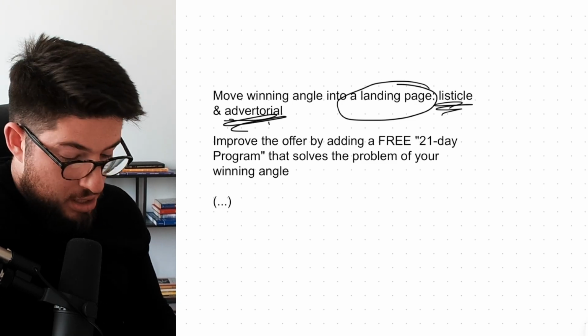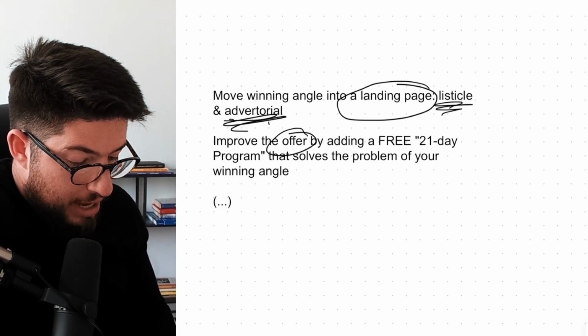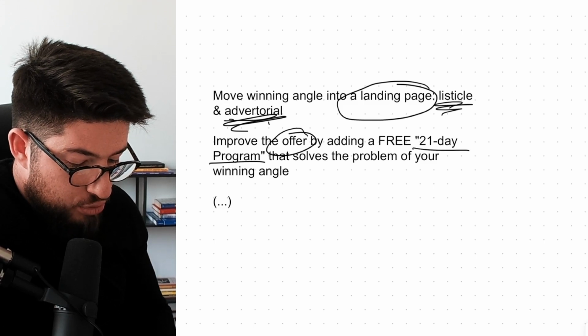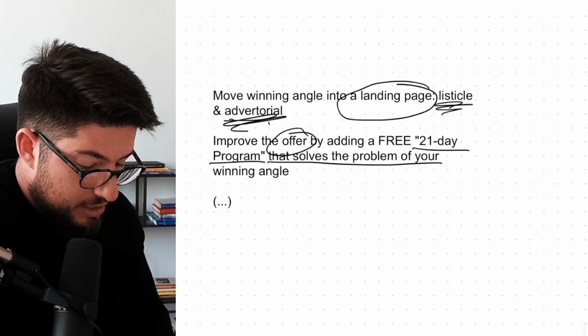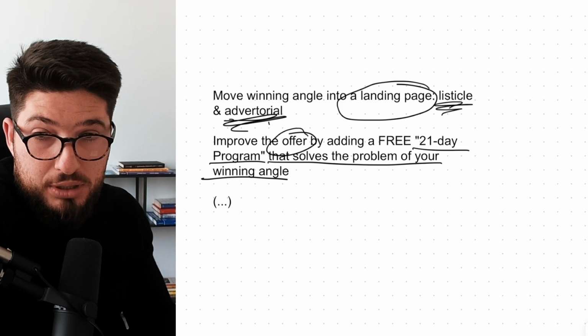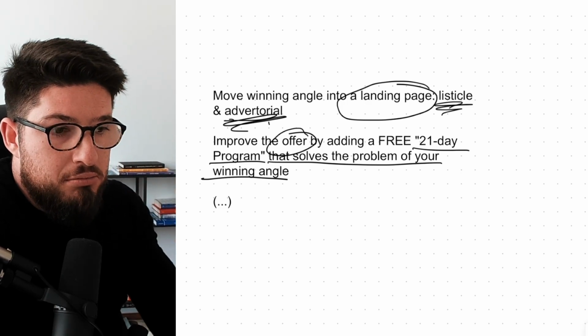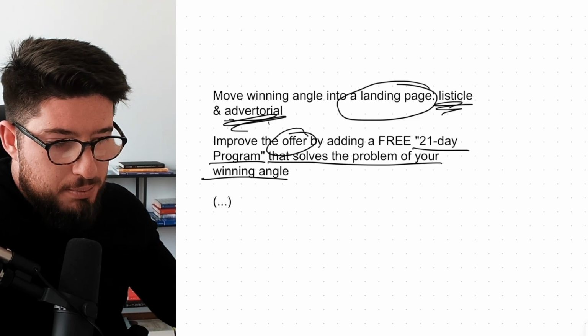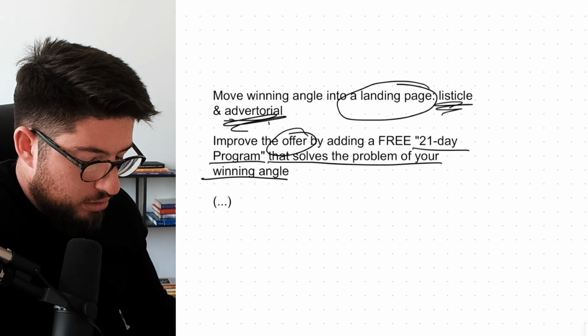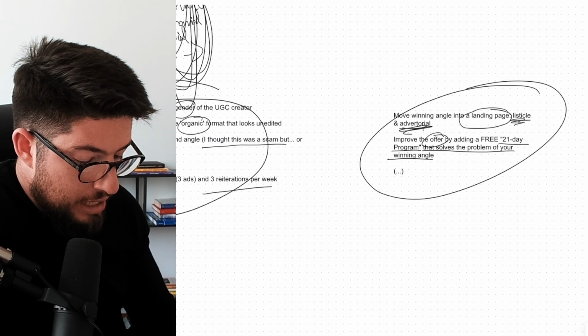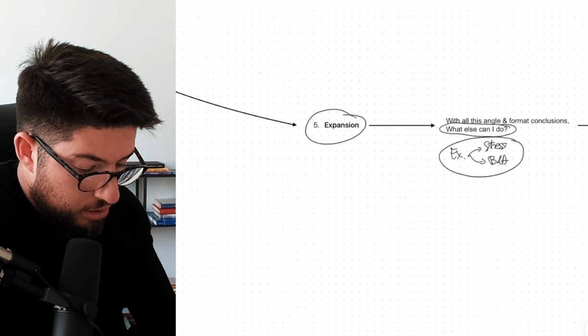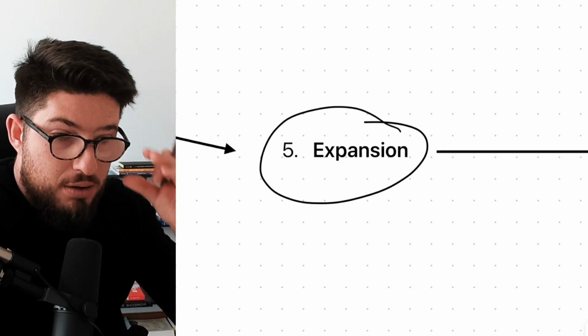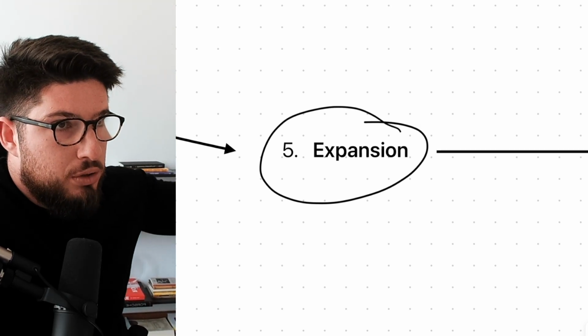Whatever. The other thing is you can improve the offer by adding a free 21-day no stress program that solves the specific problem of the angle. So if we're talking about stress, 21-day no stress program, whatever. And we give them some clues, some tips. It's made by a doctor. You hire a doctor that just adds some proof to that, and you make a really good offer. That's just going to come from expansion and sitting down every week and thinking, what else can we do?